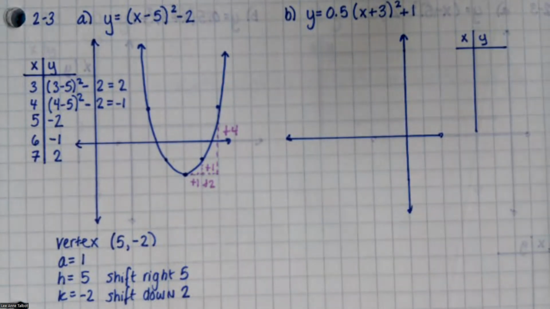You do not need to put a transformation for A equals 1, because that's the usual. Shift right 5, shift down 2. This would be a perfectly completed quiz problem. You identified A, H, and K, and described the transformation to graph it using 5 points.